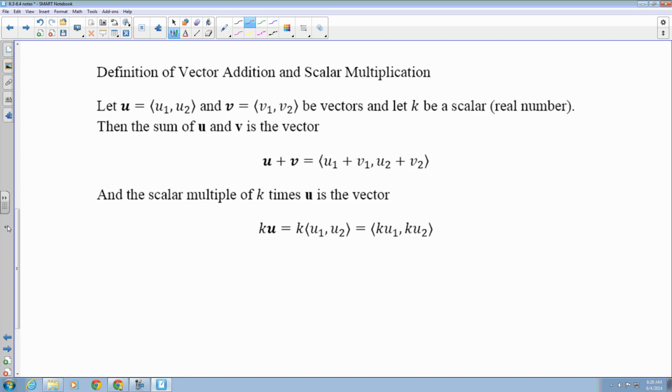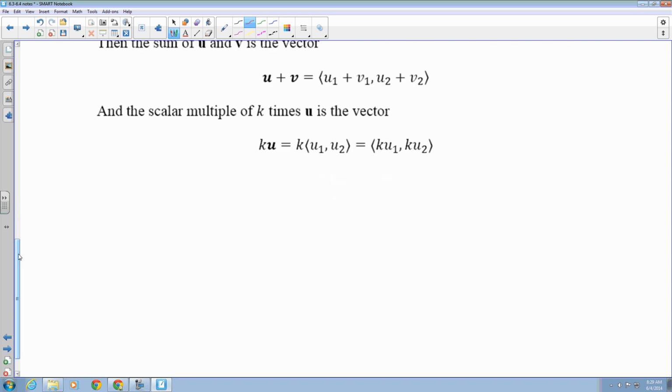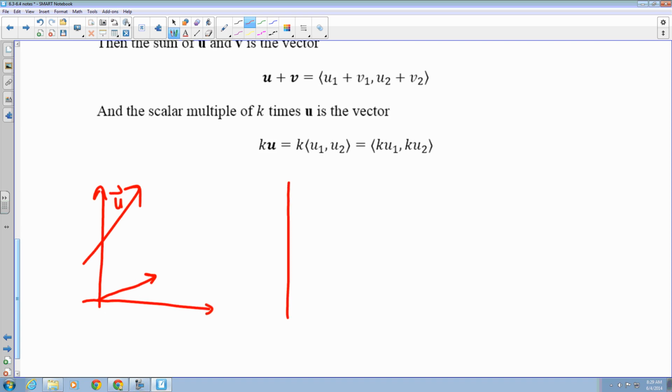Okay, talking about vector addition and scalar multiplication, if we have two vectors, to add them, we just add the x values and add the y values. So let's do a quick graphical approach to this. If here's my vector u, and my vector v is down here, to add them, I keep vector u the same, and I move vector v to the tip of vector u, so it's being added on.